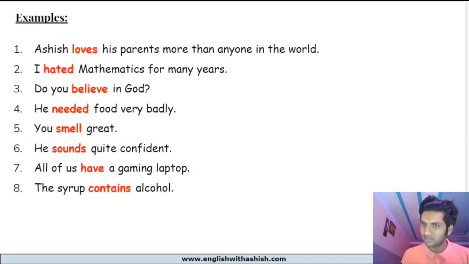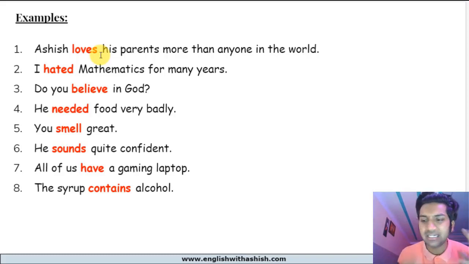Let's look at some examples and understand these. Ashish loves his parents more than anyone in the world. Loves is the main verb, because there is no other verb in the sentence. It is a stative verb. It's not showing any physical or dynamic action. Ashish is not doing anything. When he loves somebody, he is in a particular state. His feelings and emotions are in a particular state.